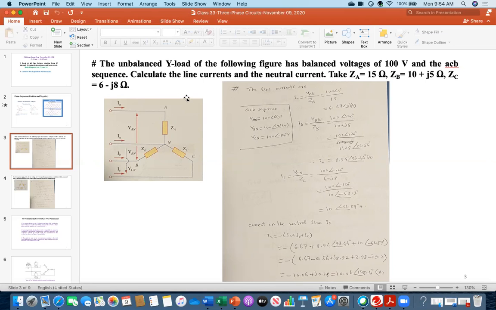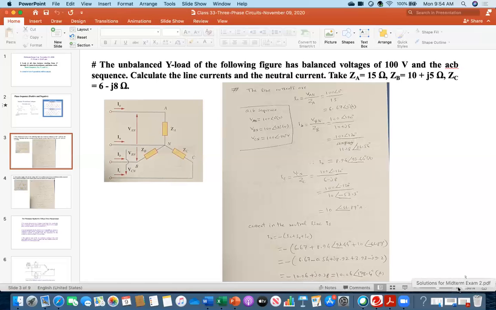Now, based on that, find out the line currents. What is the current here? And the neutral current, how much is flowing through the neutral? As you can expect, because this is an unbalanced system, there should be some current flowing through the neutral. It is not zero. Only if it is a balanced system will the current flowing through the neutral be zero. But here you might expect some value. Therefore, everybody see the solution here.